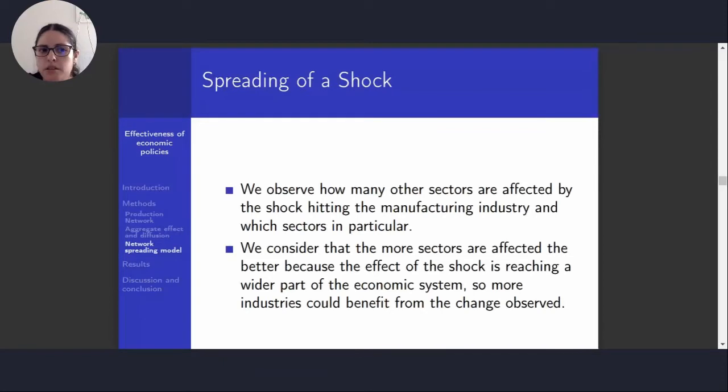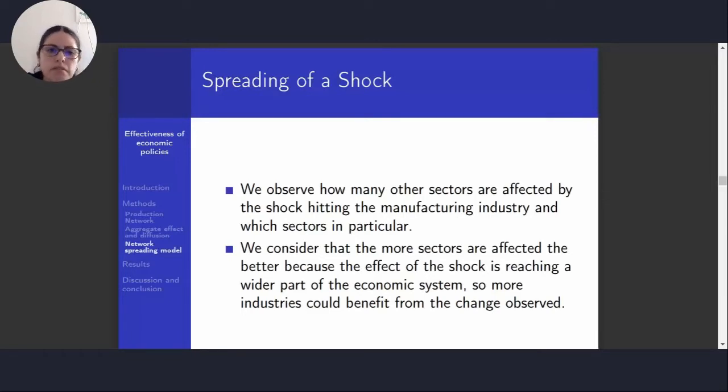This spring of a shock model, I apply it in the NAFTA region network, not only in Mexico, but this is for the higher scale network that I talked to you about with the other input-output data. So I want to see if I shock one of these sectors in the manufacturing industry in Mexico, what's the effect in the regional economy?